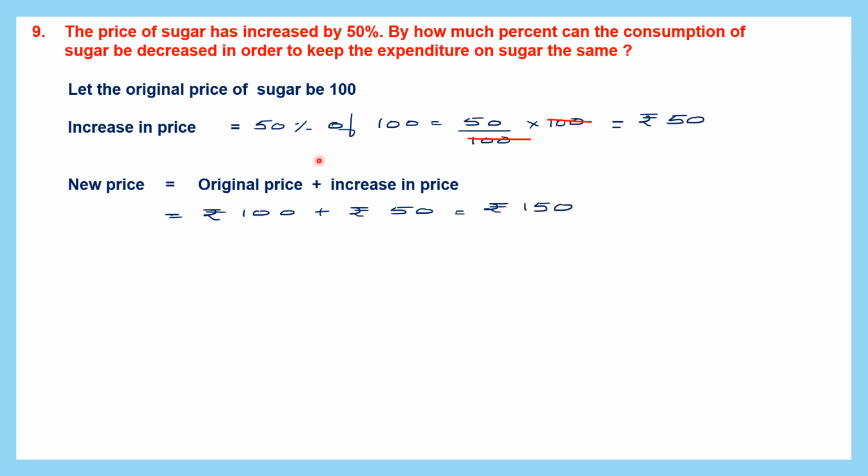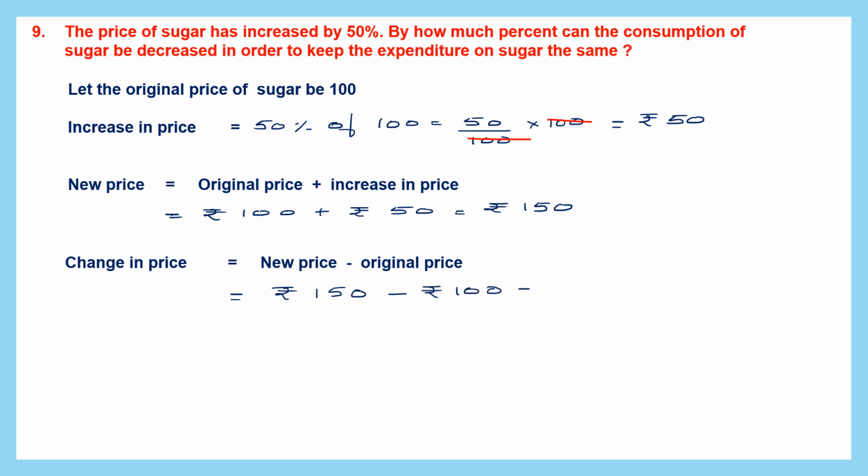Now the family wants to spend only 100 rupees. So they have to reduce how much sugar they are using. How do we do that? What is the percentage by which they should reduce their consumption? For that, we have to find the change in price first. The change in price is the new price minus the original price. The new price is 150 rupees and the original price is 100 rupees. So the change in price, 150 minus 100, is 50 rupees.